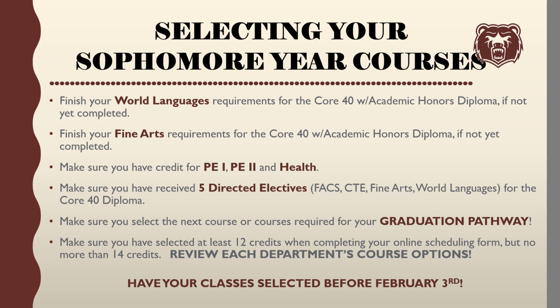Make sure you select the next sequential course for your graduation pathway. Remember, you need a principles course, a concentrator A course, and a concentrator B course to fulfill your grad pathway. You can find those course sequences under the Graduation Pathways tab on the scheduling site. You need to have at least 12 credits selected, but cannot have more than 16 for the year. Make sure you have all of your classes selected before counselors visit classrooms during the first week of February.